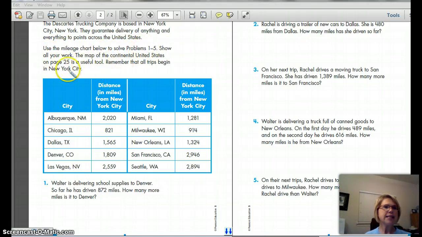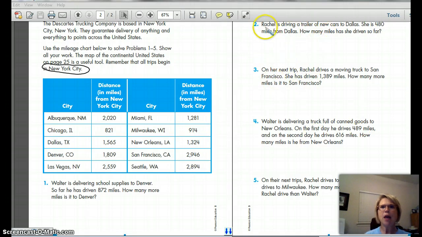The map of the United States on page 25. Well, we don't have 25 right here. Remember that all trips begin in New York City. That's something to remember when you're answering these problems. I'm going to help you with one problem. When you come to school tomorrow, you're going to do the rest on your own. Let's see.